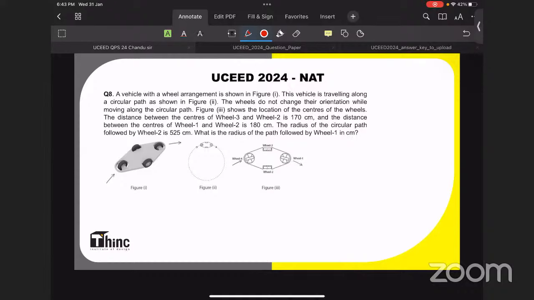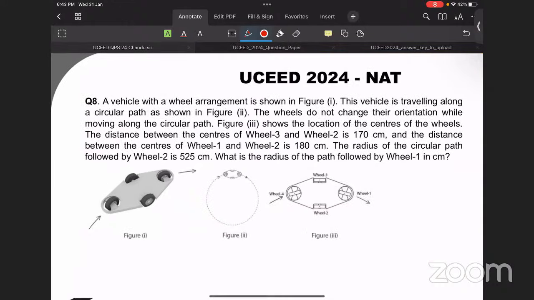So this vehicle is traveling along a circular path as shown in the figure. The wheels do not change their orientation while moving along the circular path. Figure 2 shows the location of the centers of the wheel. Let me zoom it.